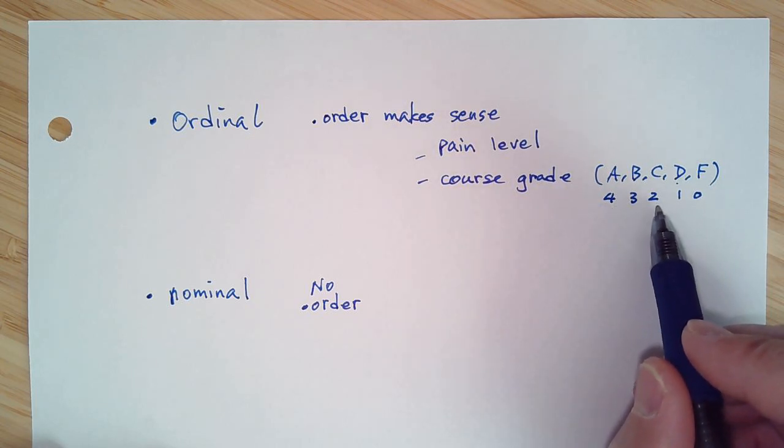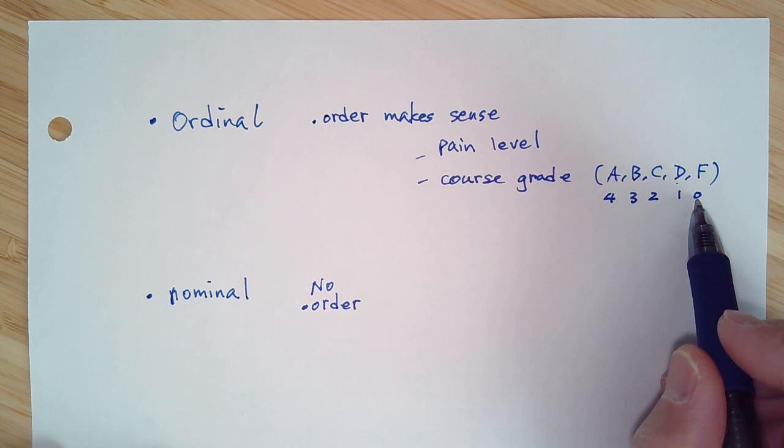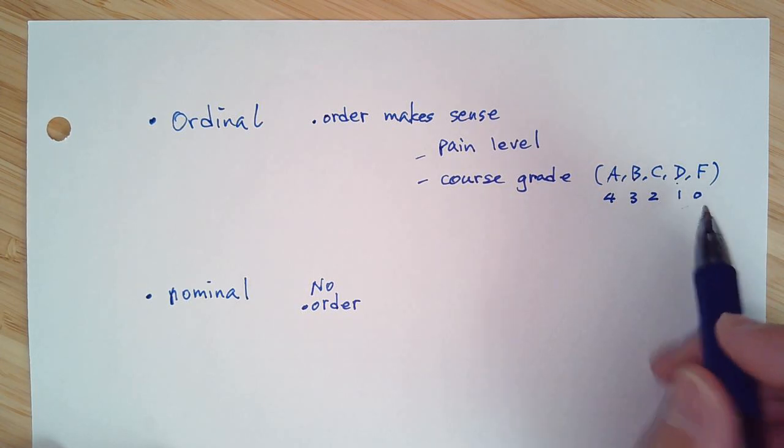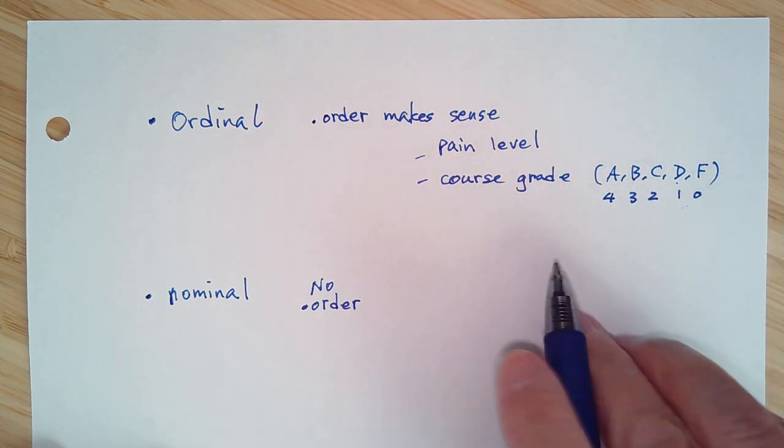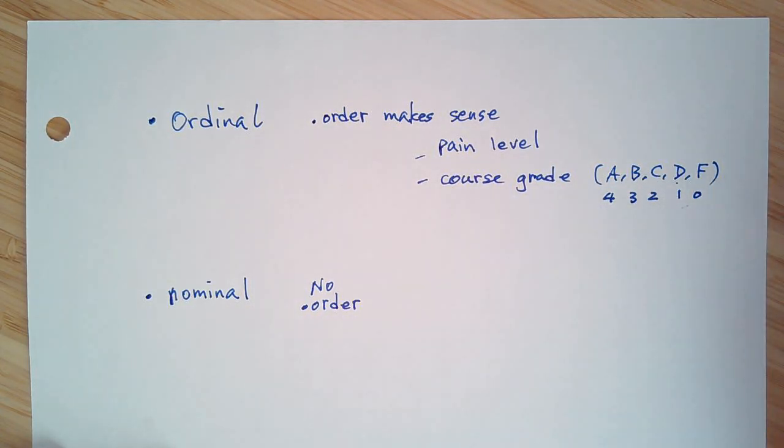And this 0 might mean that you get no points, but it doesn't mean it grows from 0 to 4. So in this case, this is just labels. Those are categorical data, and it's ordinal data.